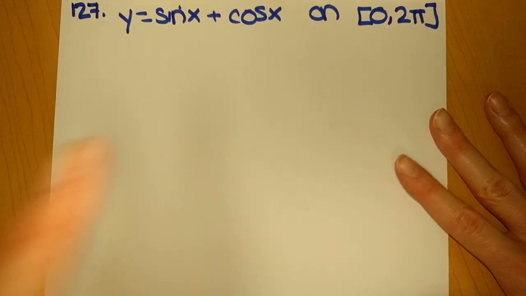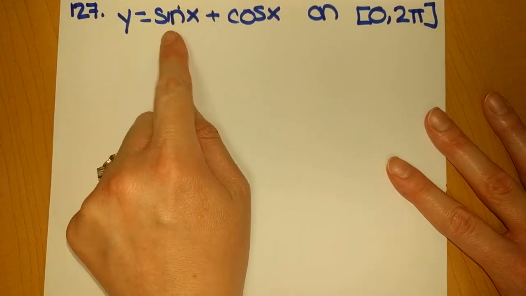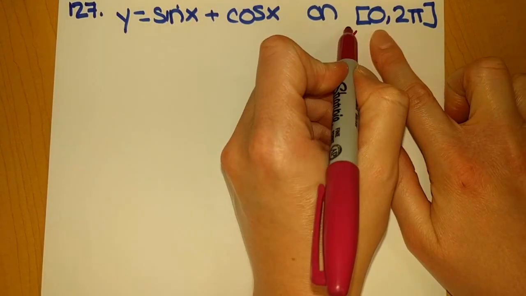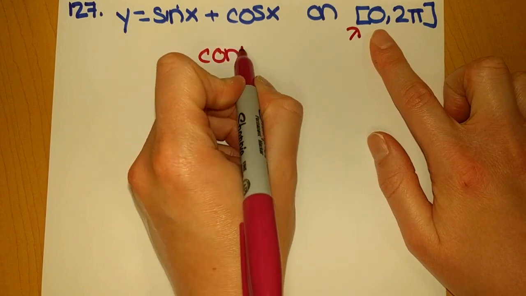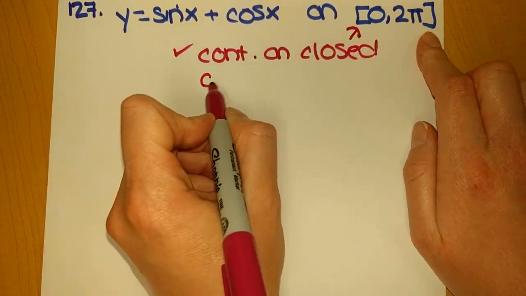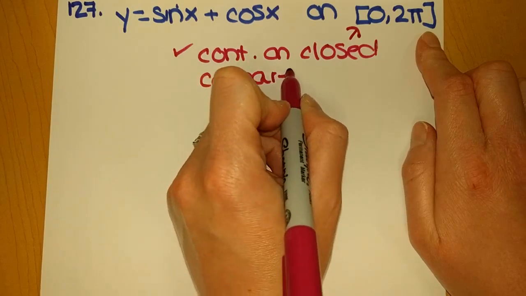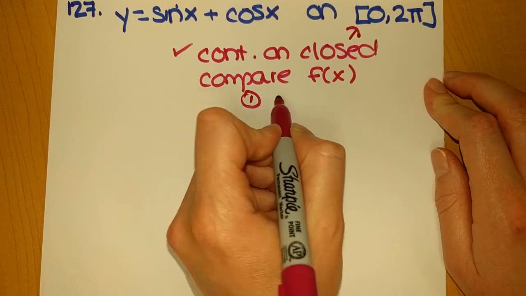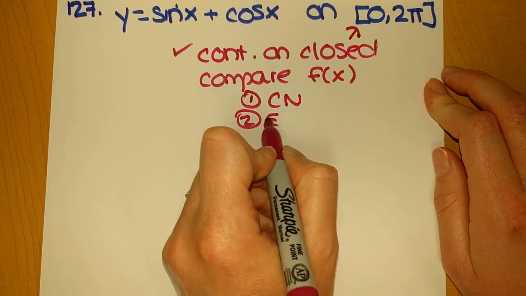So the first thing that you notice is this is a continuous function because sine is continuous, cosine is continuous. So you just have a sum of two continuous functions and you have a closed interval. So this is a continuous function on a closed interval. And so that means that we are going to compare our function values, f of x values, at two places, the critical numbers and then at the endpoints.